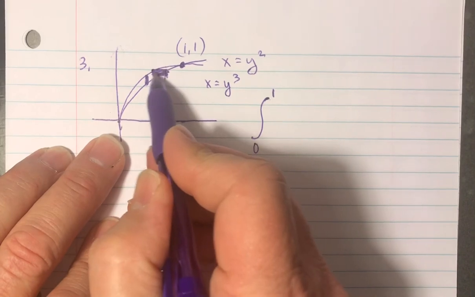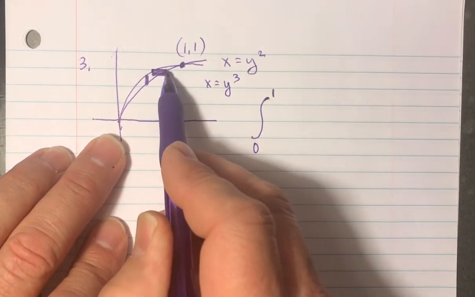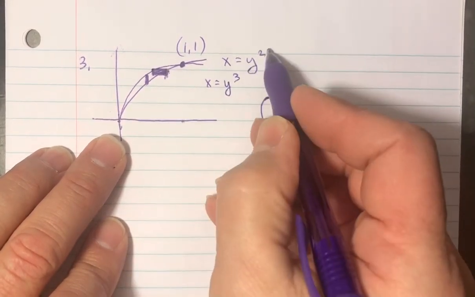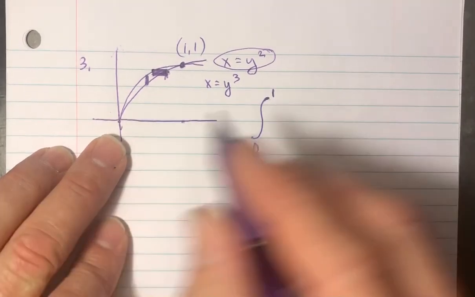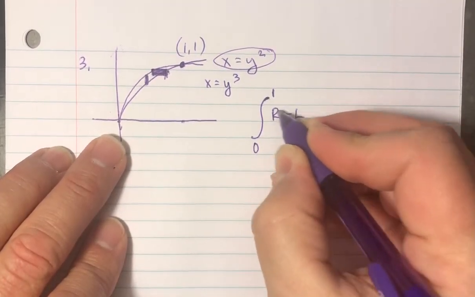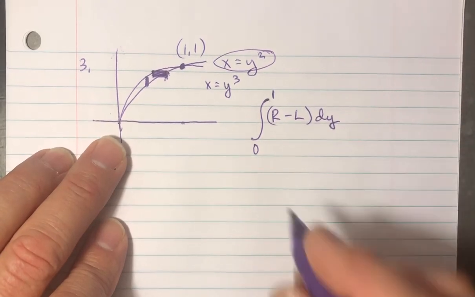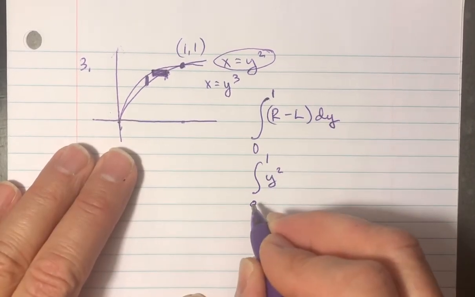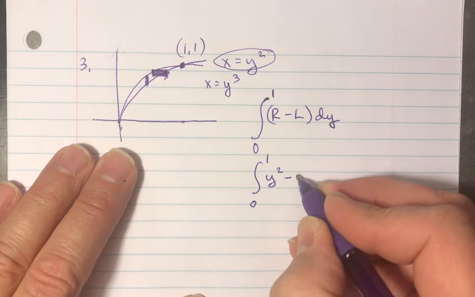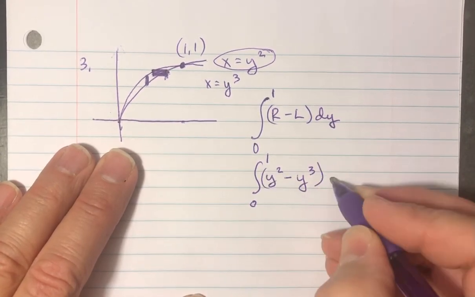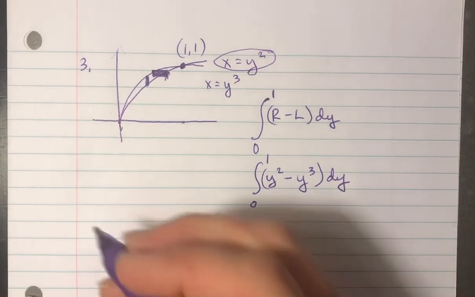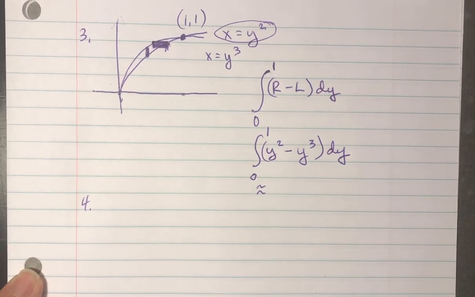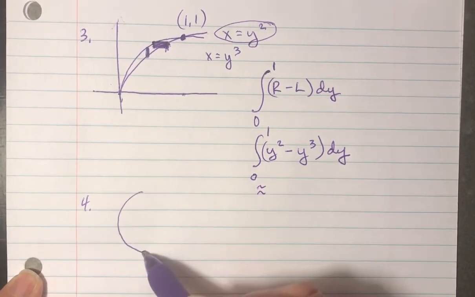and then the length of our rectangle is the right function minus the left function. Now, the right one is this x equals y squared. So, right minus left, and then with respect to y. So, I'm going to integrate then where it's y squared minus y cubed with respect to y.